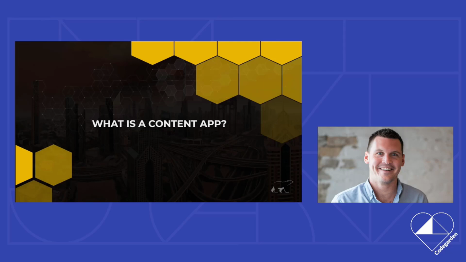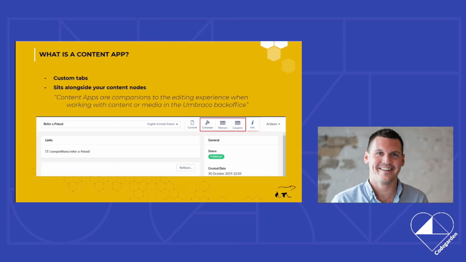So what is a content app? I'm sure most of you are fully aware of what content apps are these days, but for those of you that aren't familiar, content apps are effectively extra tabs that you create inside Umbraco, and they sit alongside a content node. You'll see here I've highlighted them in red. These are some of the custom ones that we've created for our Campaign Builder, and they basically extend the editor's experience beyond the standard content fields that you'll get on the content tab.